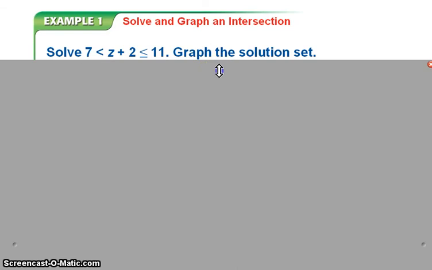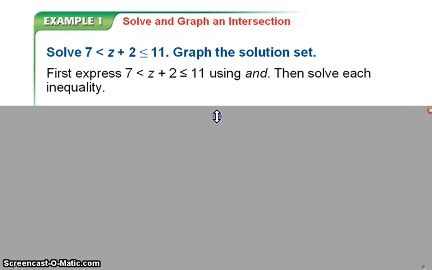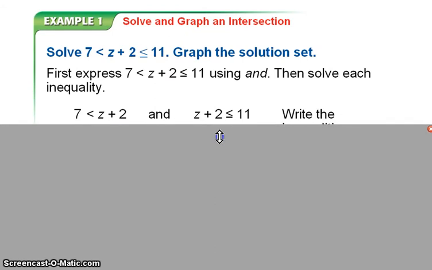When we do this, we want to split it up. We're going to use the word "and". This is an "and" statement, and this is how we're going to write it. We take the first half and write it like this: z plus 2 is greater than 7. And then we use the back half: z plus 2 is less than or equal to 11. So really we're splitting it apart into two separate inequalities here.